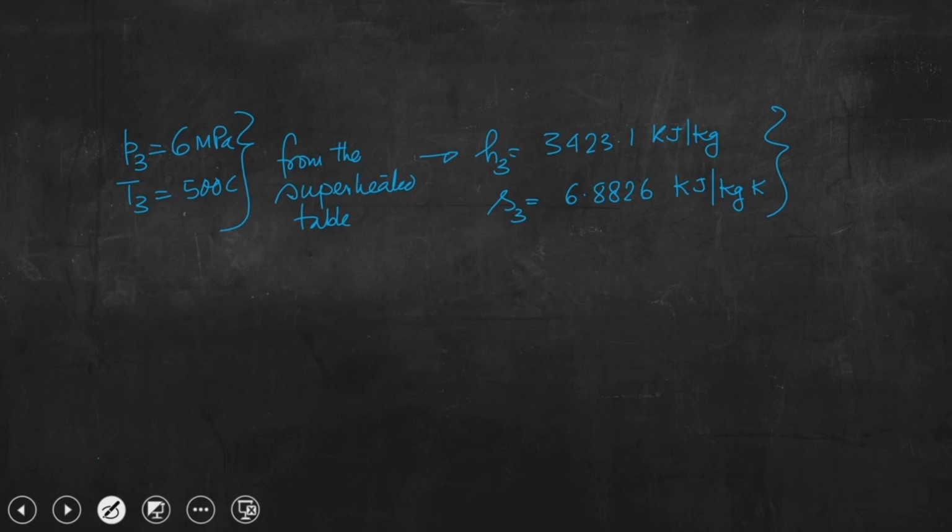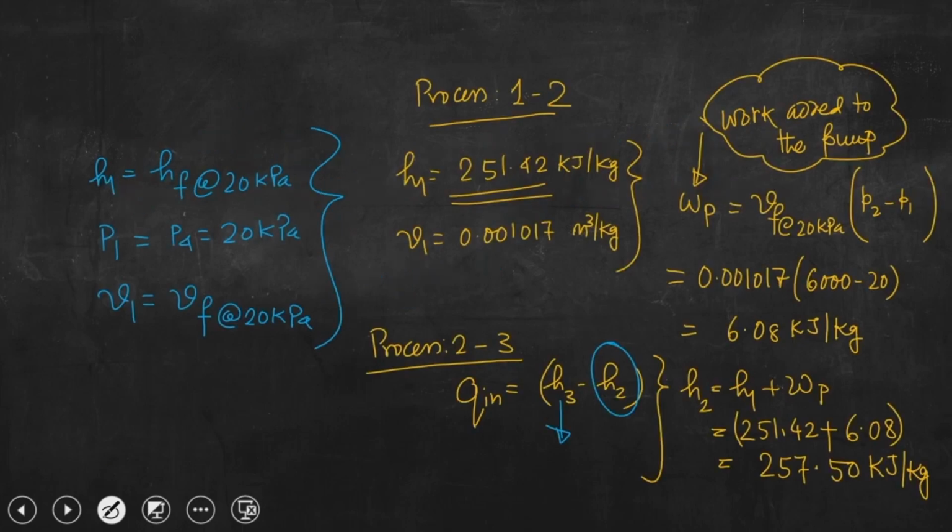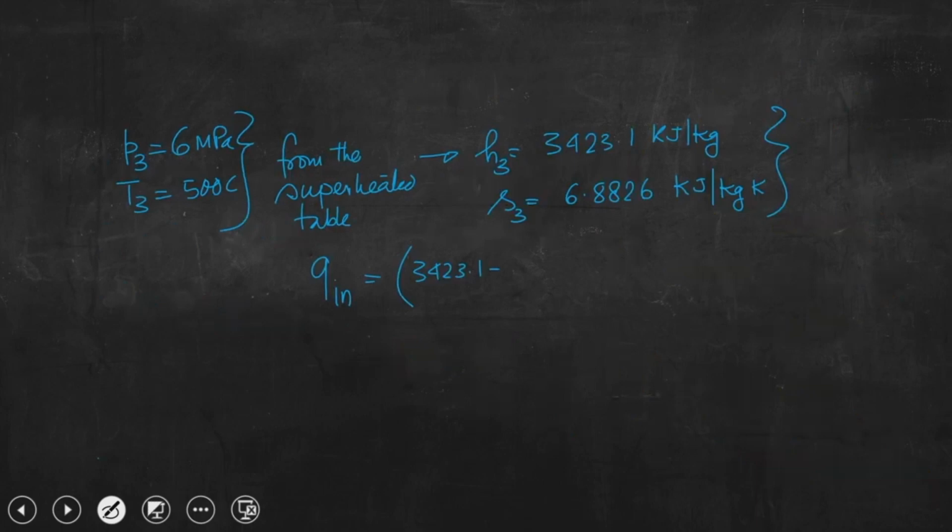So, once we have calculated H3, we can calculate small q in, that is equal to 3423.1 minus H2. H2 is 256.50. So, this is 257.50, and that is coming as q in. So, you can calculate what would be the q in.